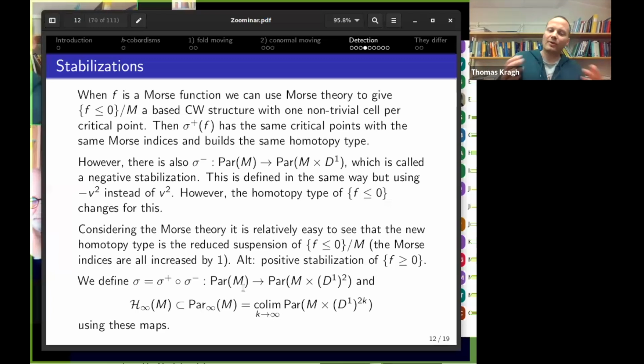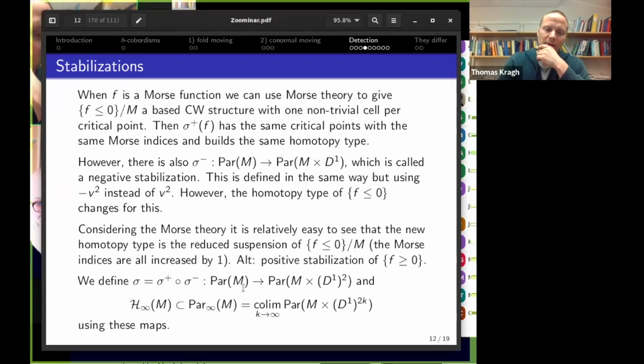And then you define the stable partition space as the colimit of these stabilizations. And the stable h-cobordism space is the relevant subspace of the h-cobordisms. I should point out that both stabilizations preserve the notion of h-cobordism because of this analysis of the homotopy type. So you have the stable h-cobordism space is this limit of the h-cobordism spaces.